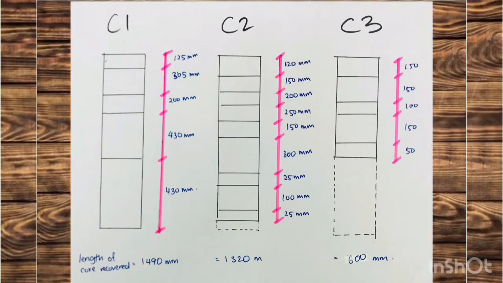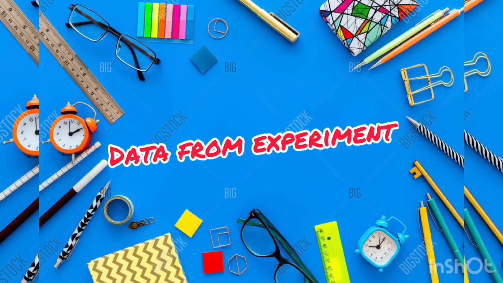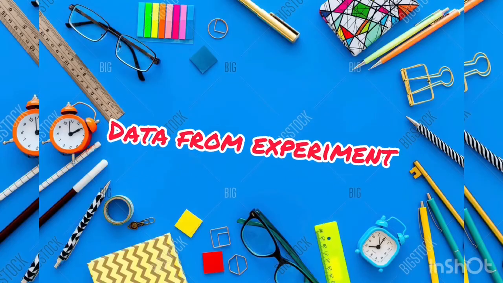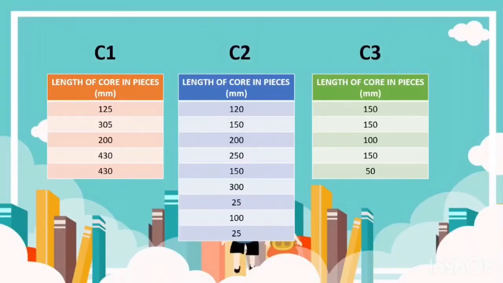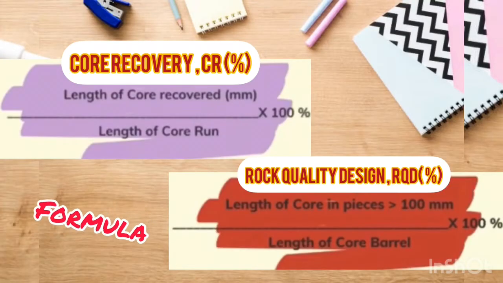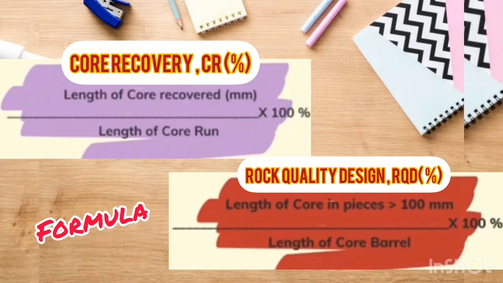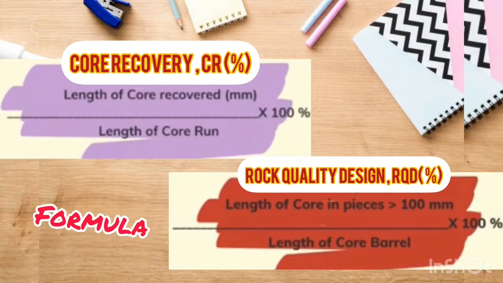The lengths of core in pieces for the three core samples are shown. These are the data obtained from the experiment. As we can see, different samples have different data. So let's see the formulas. There are two calculation formulas in this test, which are core recovery, CR, and rock quality designation, RQD.